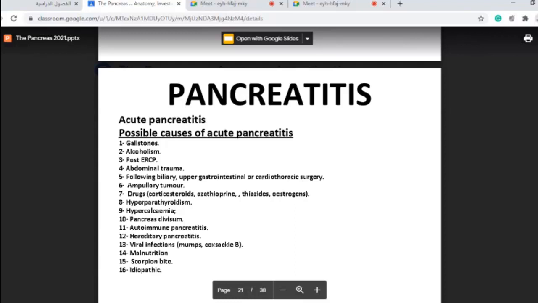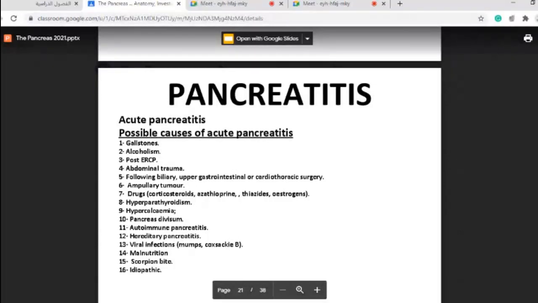Hyperparathyroidism, hypercalcemia, also causing acute pancreatitis. Congenital anomalies causing acute pancreatitis, like pancreas divisum. Also, there is autoimmune pancreatitis. This is very important: autoimmune pancreatitis and hereditary pancreatitis. These are very important because it's very important to ascertain why this patient developed pancreatitis. We should look for the cause.